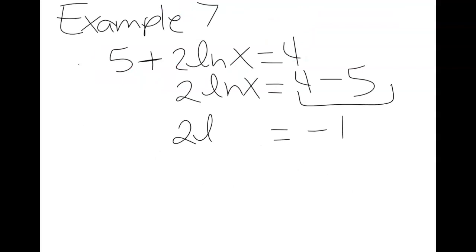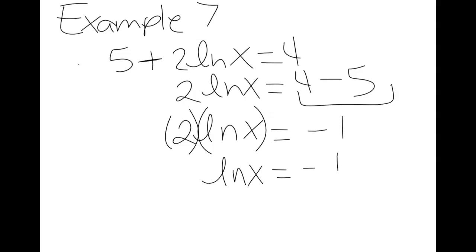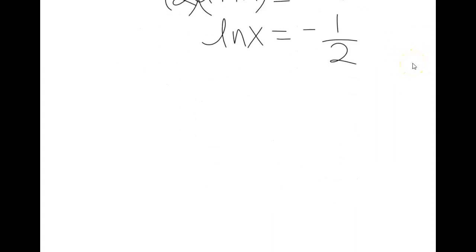Then we have 2 ln x. Remember, this goes together. So the 2 is multiplying the natural log of x. So we're going to take that across. It will be dividing. So we have negative 1/2. And now from here, we could exponentiate both sides, or we could also convert to an exponential expression, and so that will be e to the power negative 1/2 is equal to x.